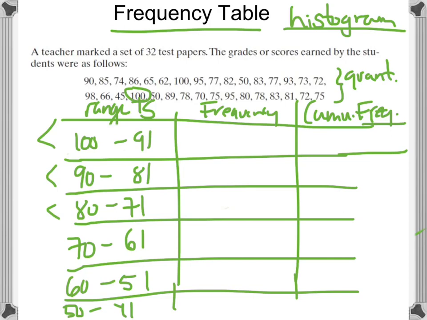So I'm going to start going through my list of test scores and writing a tally mark in the frequency column whenever I see a test score in a certain range. So for 90, I'm going to put a tally mark here. For 85, let's see, it's here. 74 is here. So I'm going to pause the video and put all my tally marks. You do the same thing and make sure that you come up with the same thing that I get.